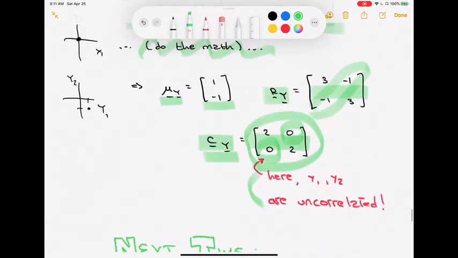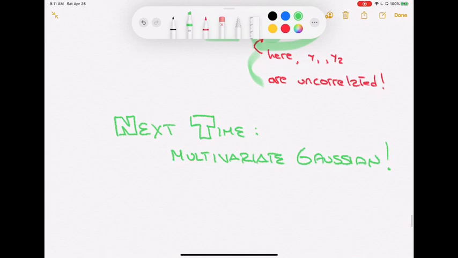So here, y1 and y2 are uncorrelated, but we see one interesting thing. Previously, x had each individual element with unit variance. This y now has double the variance in each. The variability of y1 and y2 compared to x1 and x2 is twice: variance of y1 equals variance of y2 equals 2, while variance of x1 equals variance of x2 equals 1. So we doubled the variance, maintained the uncorrelatedness, and shifted the mean to coordinate 1, minus 1.